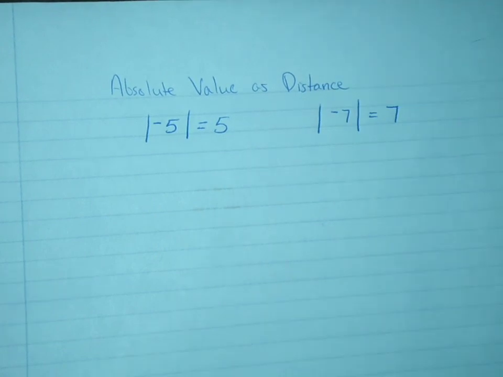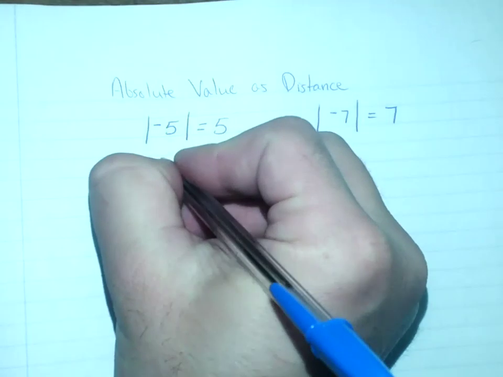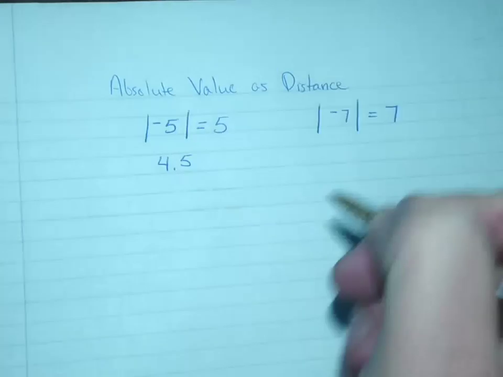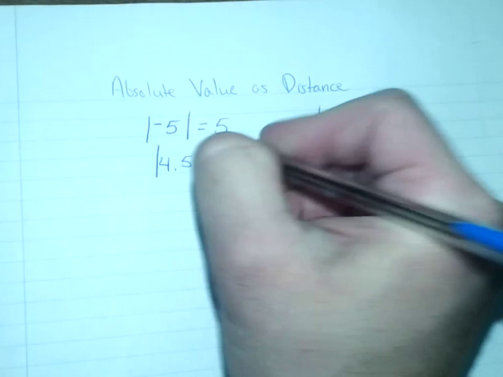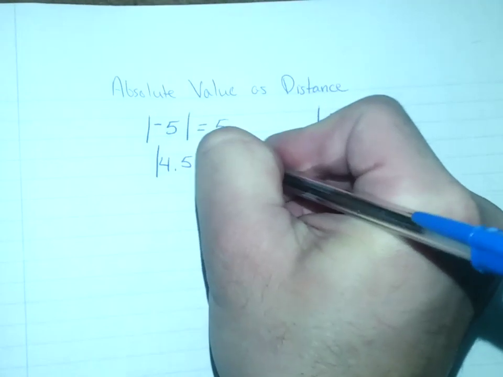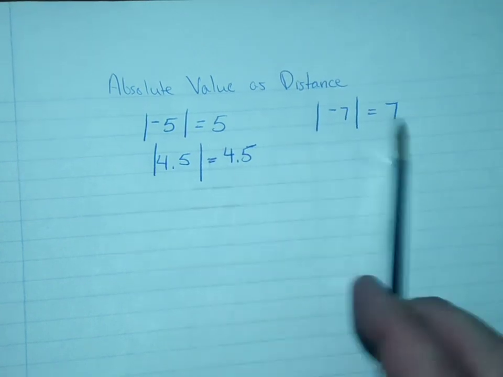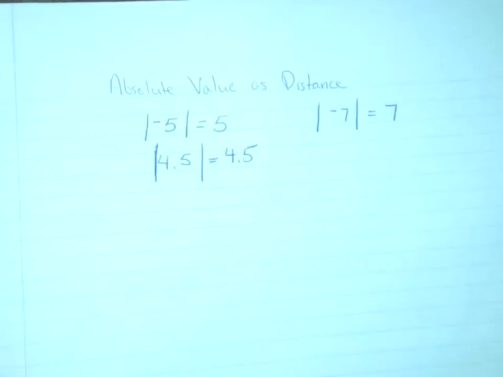you're guessing, 7. And then, of course, sometimes they're going to show you something like this, where it's just the normal number, and you know that 4.5 equals 4.5, but the absolute value of 4.5 also equals 4.5. So it really just means that whatever the number is in the absolute value, it actually equals the positive number that goes with it. What absolute value is really telling you is the distance from zero that it is.